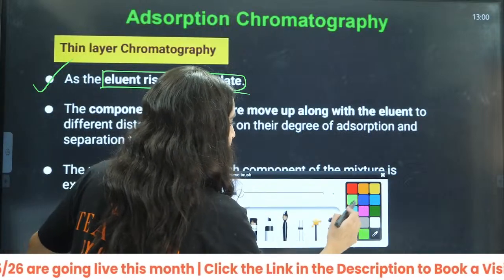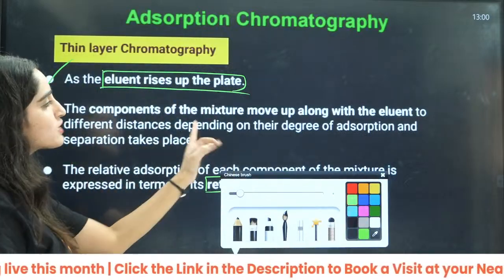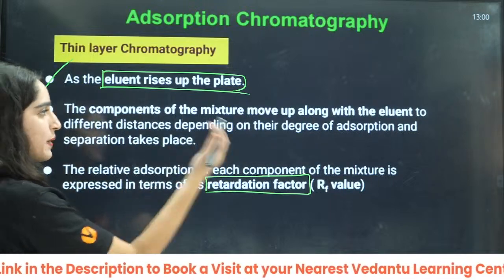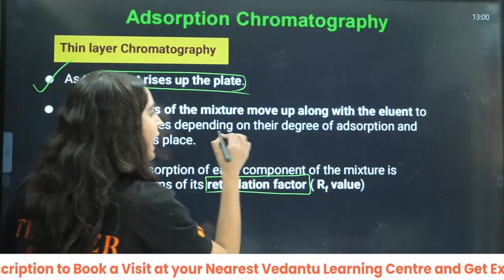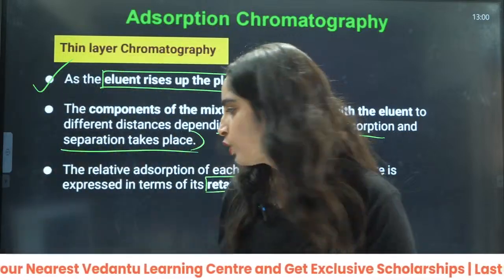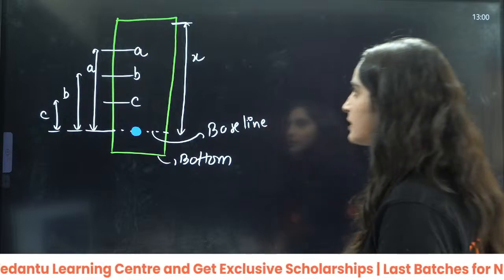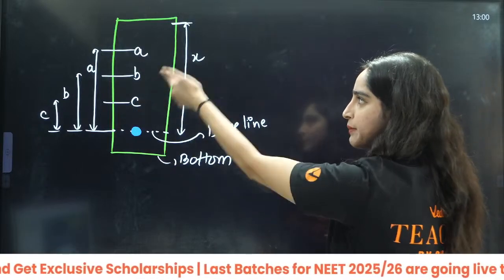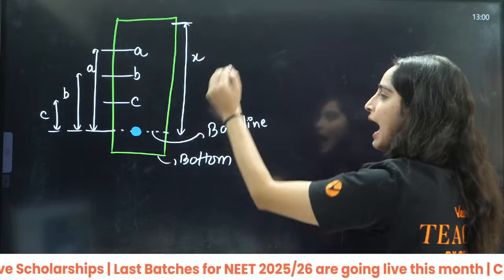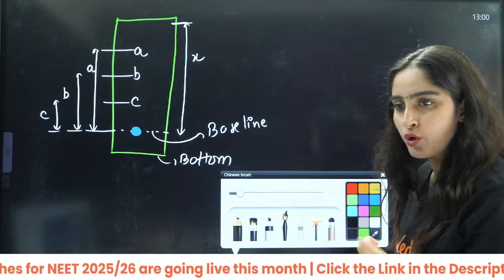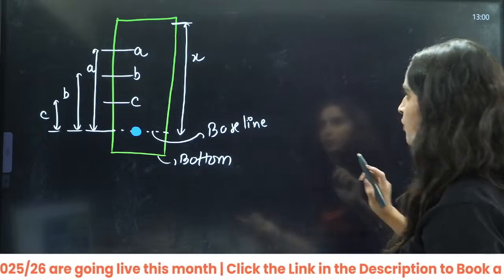The components of the mixture move up along the eluent to different distances depending upon the degree of adsorption, and the separation takes place. As I told you, the components of this mixture A, B, C are moving above and the solvent is also moving above. So you can write it down in your notebooks. What is the distance of the solvent?